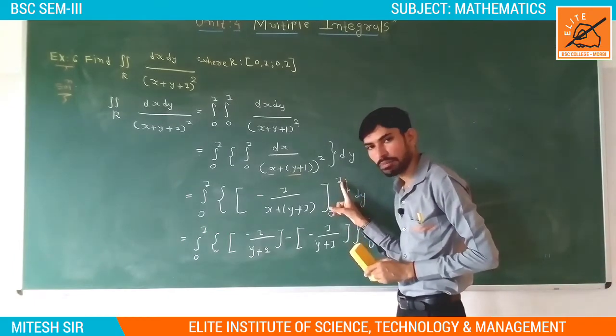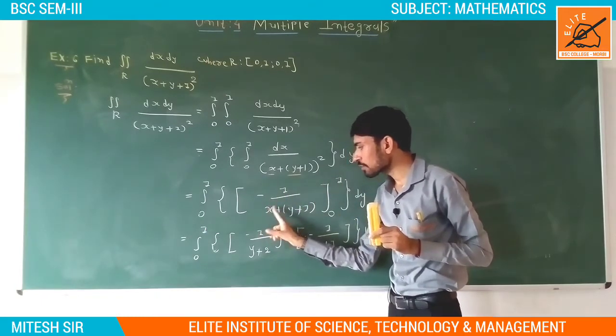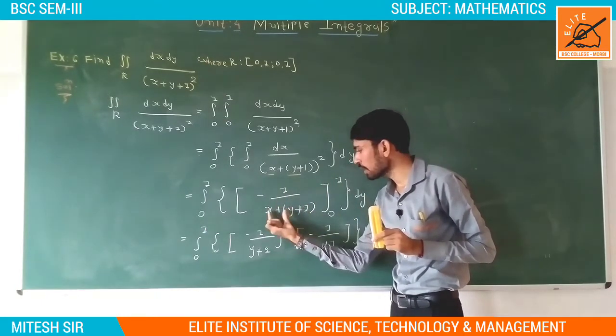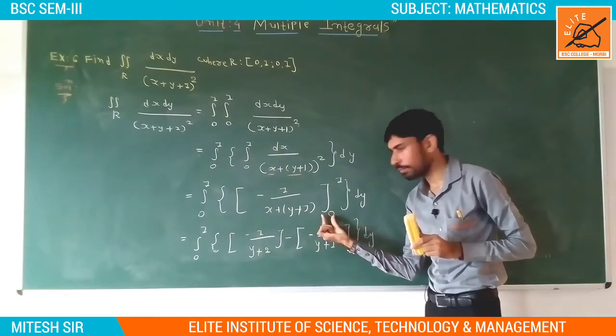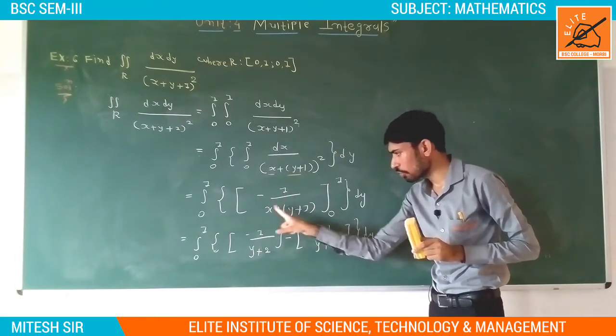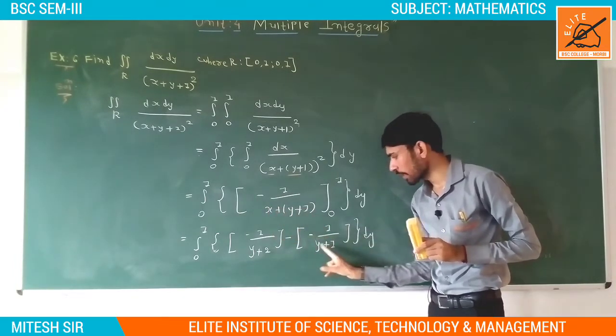Let us recall one more time. Here we apply the upper limit at a place of x. So our first term is minus 1 upon x plus y plus 1, which is nothing but y plus 2. Minus, we apply the lower limit, minus 1 upon, at a place of x substitute 0. 0 plus y plus 1 is nothing but y plus 1.